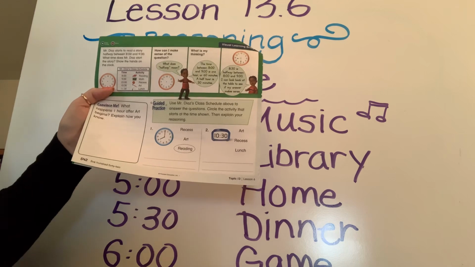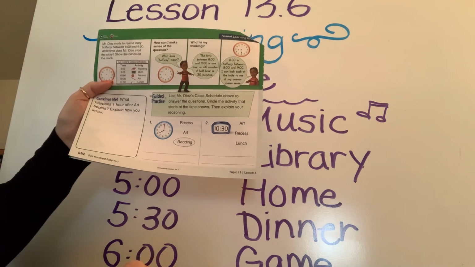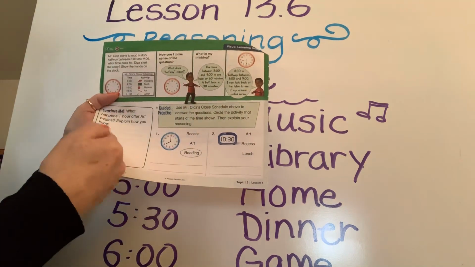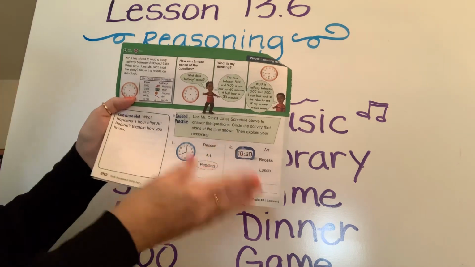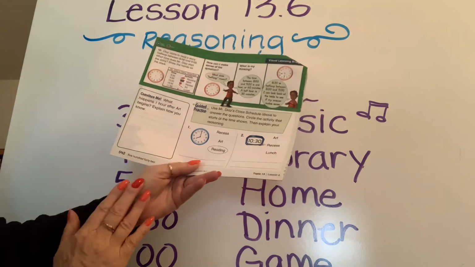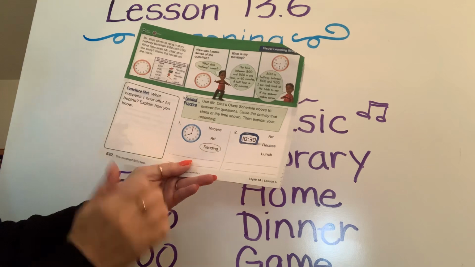Correct, 30 minutes. 8:30 is halfway between 8 and 9, and that's why we say it's half past 8 o'clock. It must be 8:30. Okay. All right, now I want you to go to the convince me. What happens 1 hour after art begins?